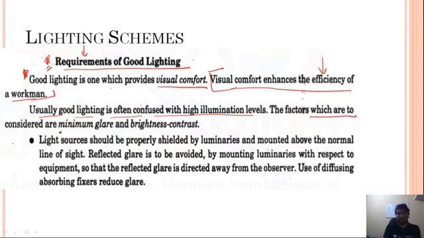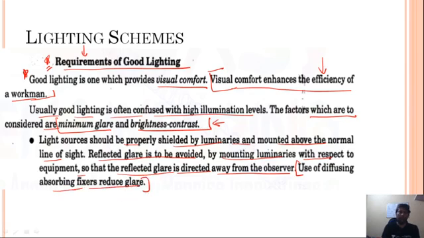The factors which are used consider minimum glare and brightness contrast. If we control the glare and the brightness contrast with the help of the reflectors, then we provide good lighting. Lighting source should be properly shaded by the luminaries mounted above the normal line of sight. Reflector glare is to be avoided by mounting luminaries with respect to the equipment, so the reflected glare is directed away from the observer. Use of diffusing and absorbing fixtures reduces glare.